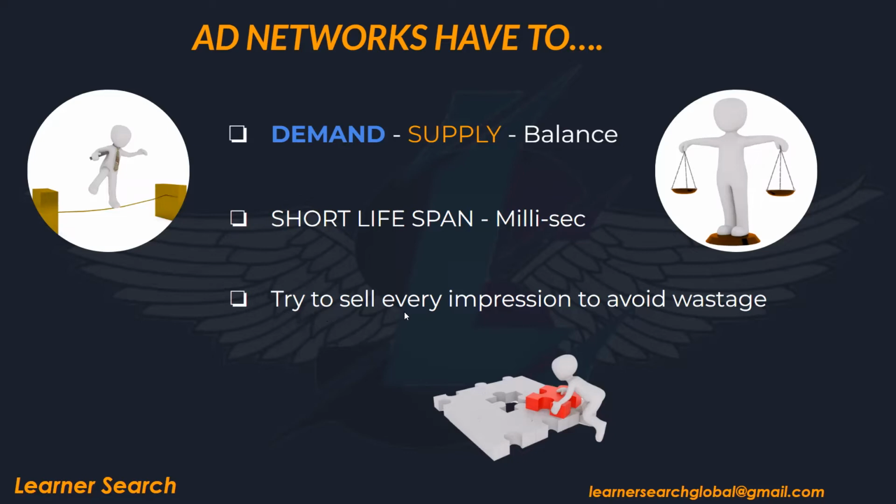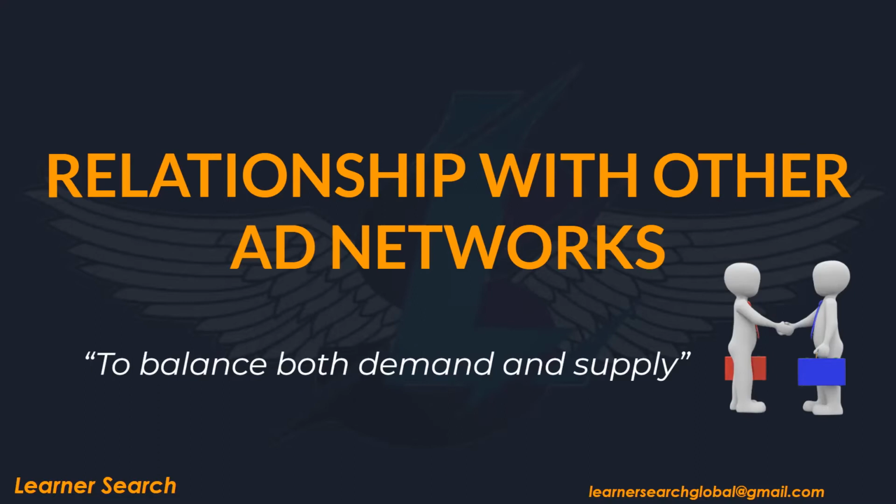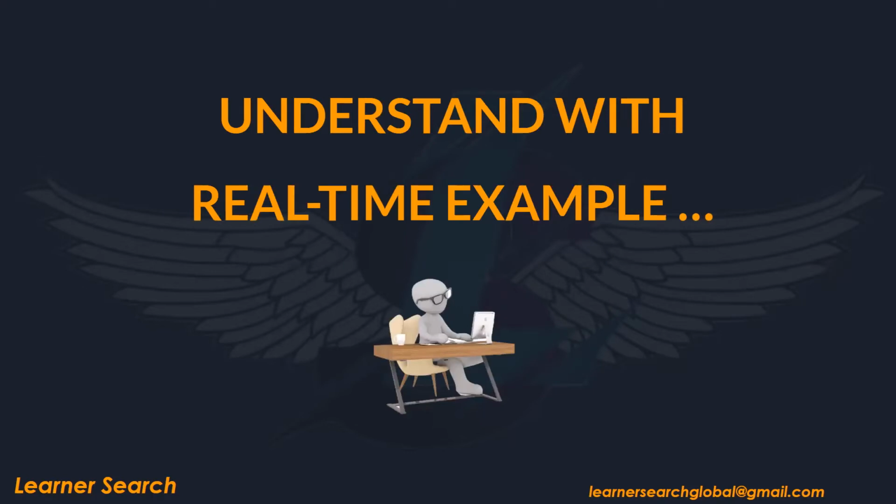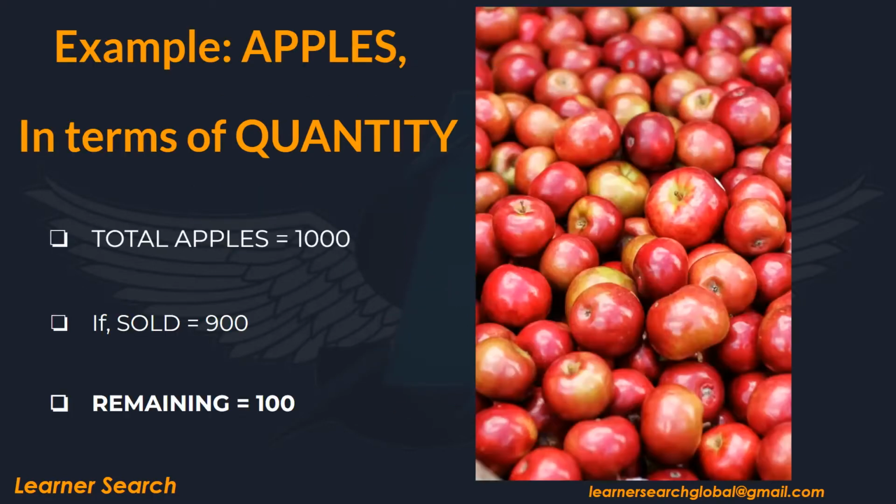And ad networks try to sell every impression to avoid wastage. To balance both demand and supply, what ad networks do is they make a relationship with other ad networks. Okay, let's see how they make it. Let's take a real-time example and understand. Please look at the picture and let me know your observations.